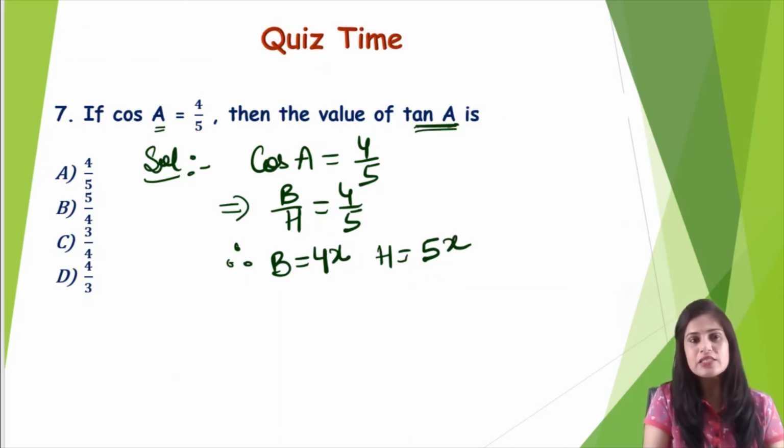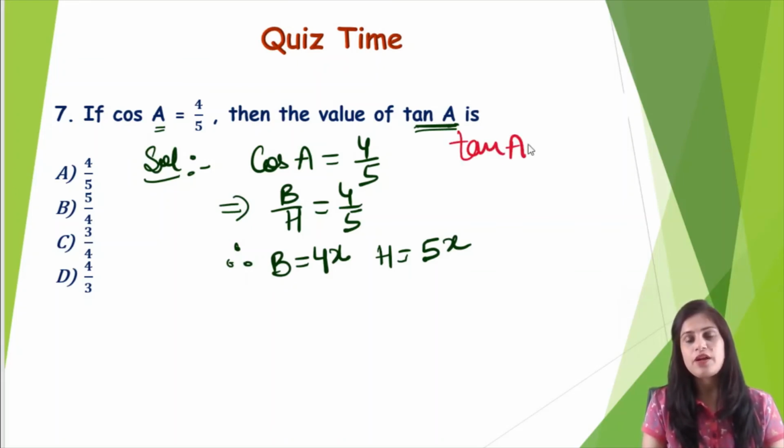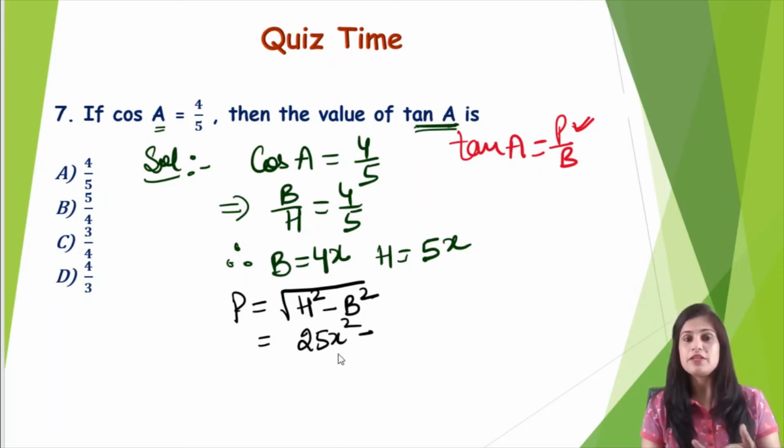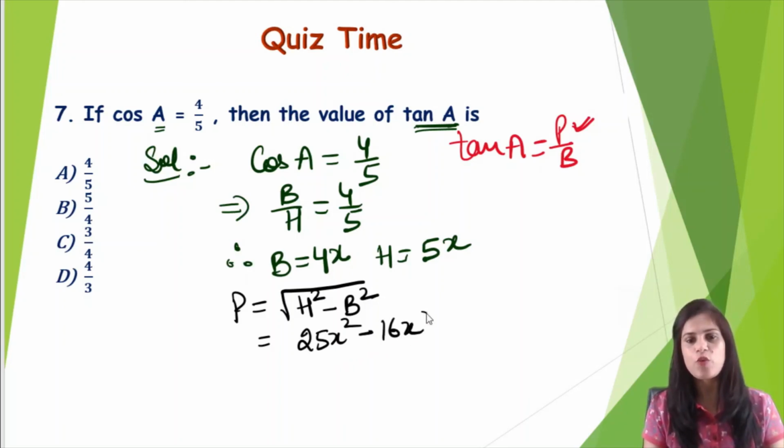And they are asking us to find the value of tan A. And the ratio of tan is P by B. Do we have the value of P? No. So we are supposed to find the value of P first using Pythagoras theorem. P is square root of h square, means hypotenuse square minus base square. Hypotenuse means 5x square will become 25x square, minus base square means 16x square.